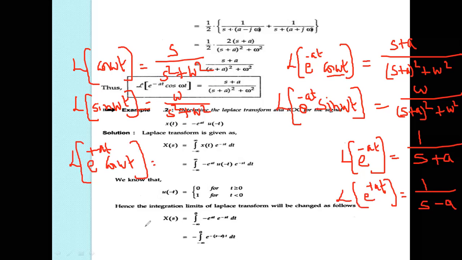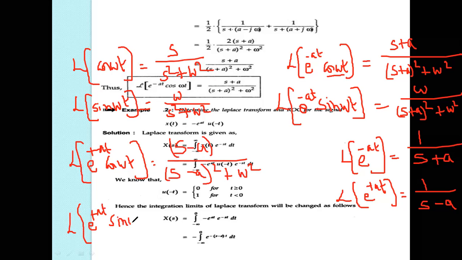1 by s minus a. So wherever there is an s, in the Laplace transformation of cos omega t, we can put s minus a by (s minus a) whole square plus omega square. In a similar fashion, the Laplace transformation of e power plus at sine omega t is equal to omega by (s minus a) whole square plus omega square, where the s is replaced by s minus a in the Laplace transformation of sine omega t.